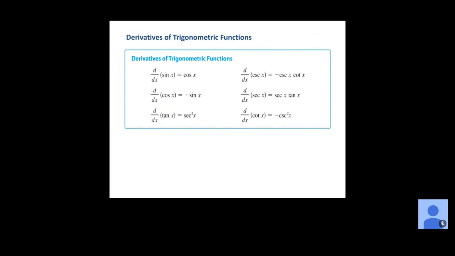Derivative of tangent is going to give us secant squared. Derivative of cosecant is negative cosecant times cotangent. Our derivative of secant is secant times tangent, and our derivative of cotangent is just negative cosecant squared x.